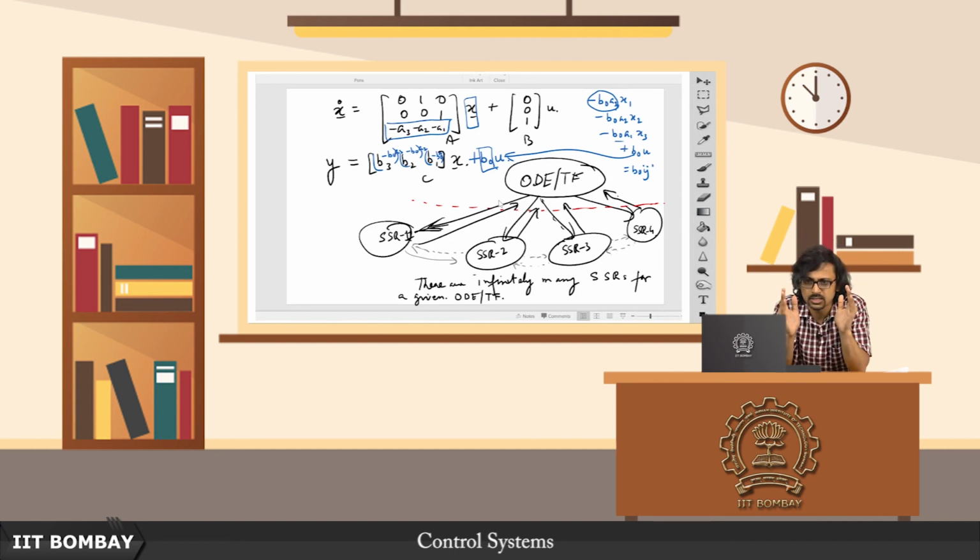Hitherto we have only considered this bank of integrators in the cascade form. We shall see that we can also put them in parallel form and still obtain this state space realization. Of course, the A matrix will have certain special structures and properties. So we will see all of that in the next lecture.